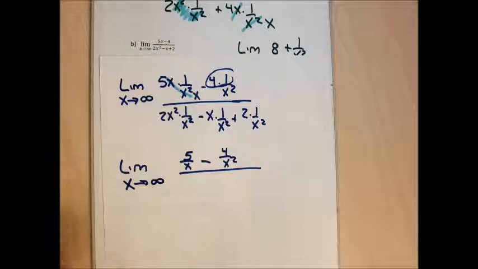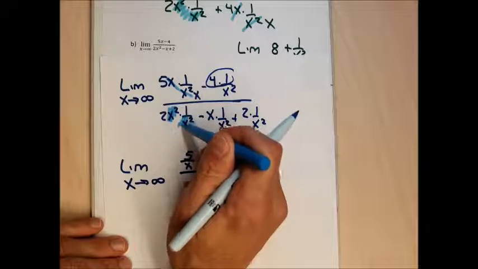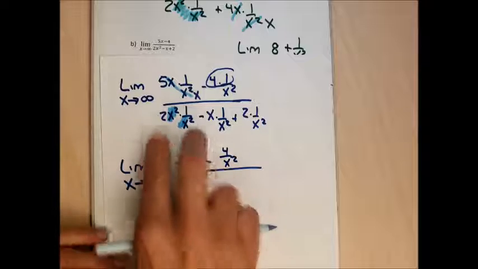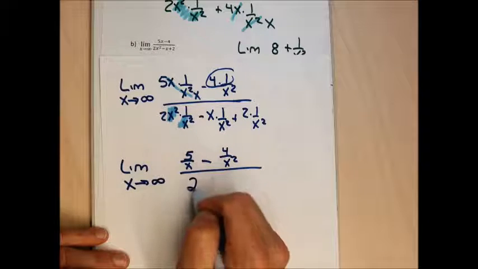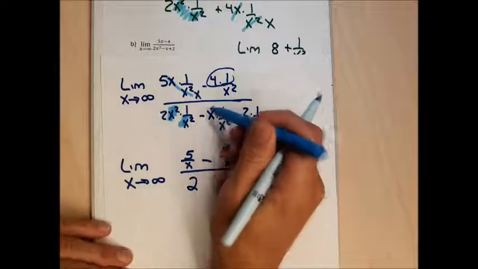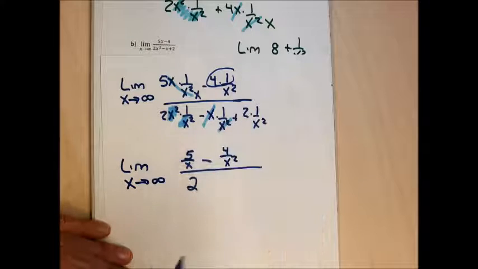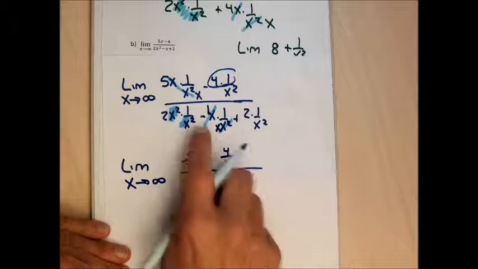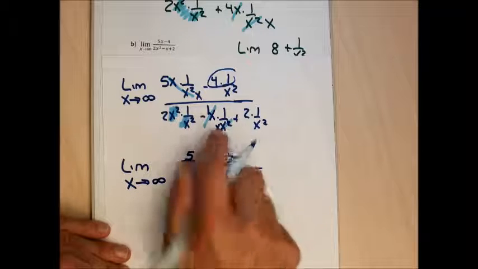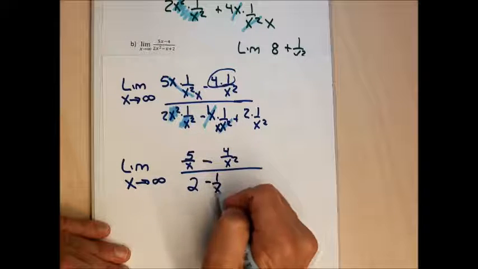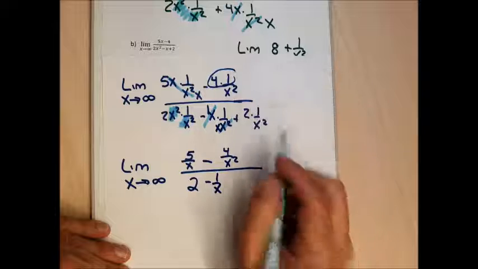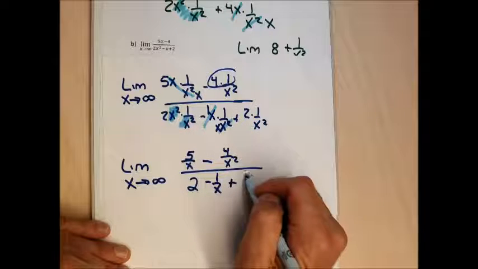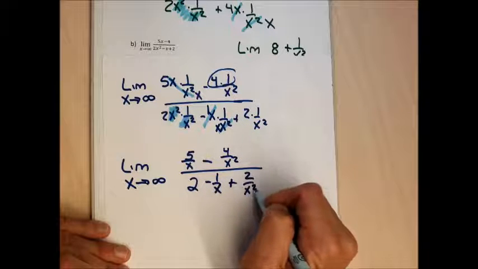Done with the numerator, I'll move on to the denominator. First piece in the denominator, the x squareds cancel. I'm left with 2 times 1, which is 2. Second piece, this x cancels with one of those 2 x's. That x turns into a 1. That x squared turns into an x. I'm left with minus 1 over x. And in the last piece, nothing cancels. I multiply the 2 and the 1 together and get plus 2 over x squared.